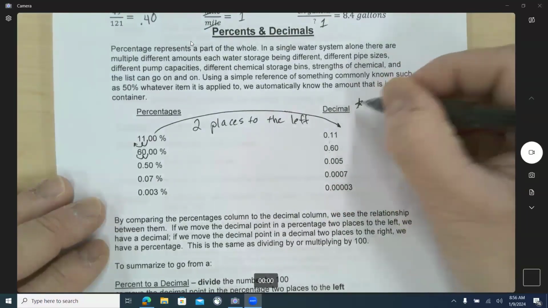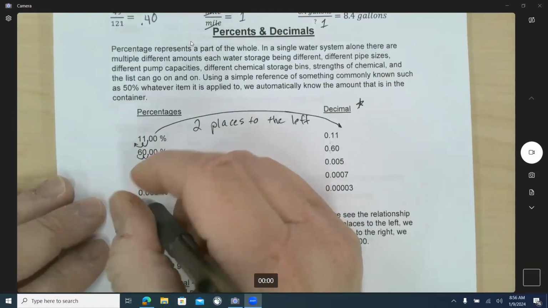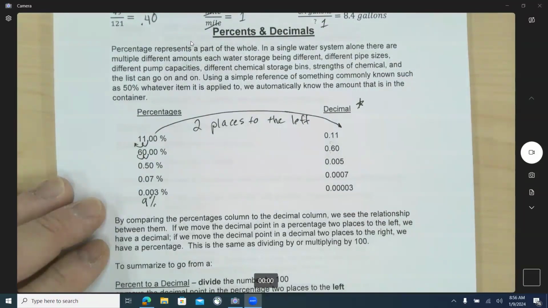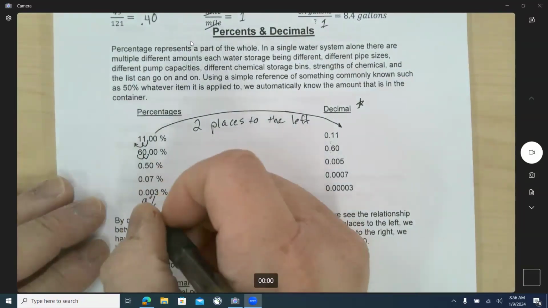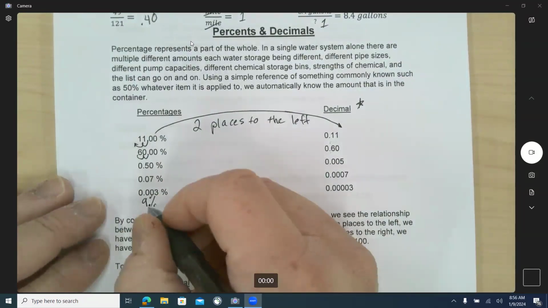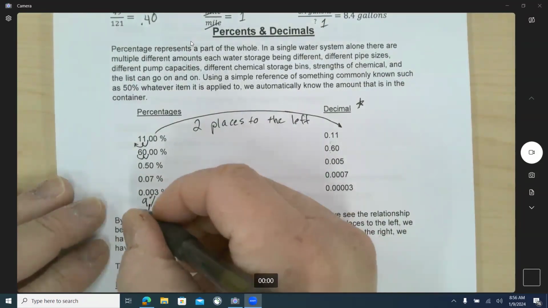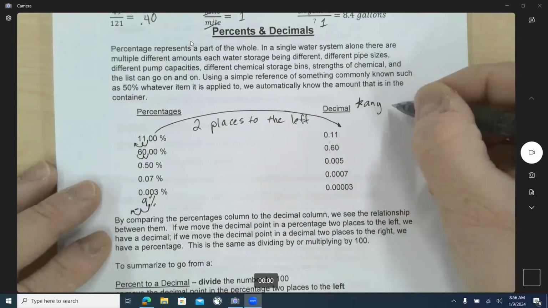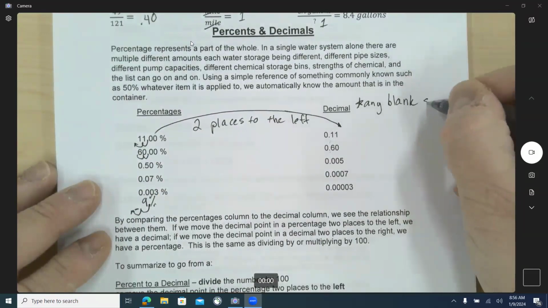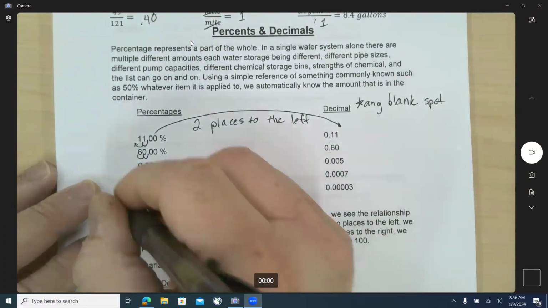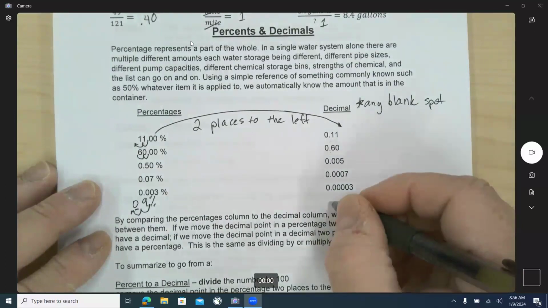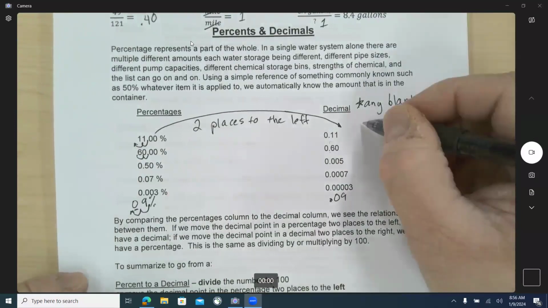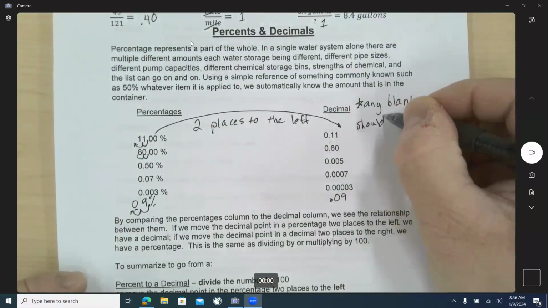So there's a couple things here that we need to talk about, though. First off, what happens if I have, we'll say 9%? Well, I don't see a decimal there, do you? Well, the decimal's assumed to be right here behind it. So you go 1, 2 places to the left, and that leaves a blank. So one thing to note is that any blank spot, well, what do we do there? We should fill it with a 0. So the decimal of 9% will be 0.09. Any blank spot should be filled with a 0.